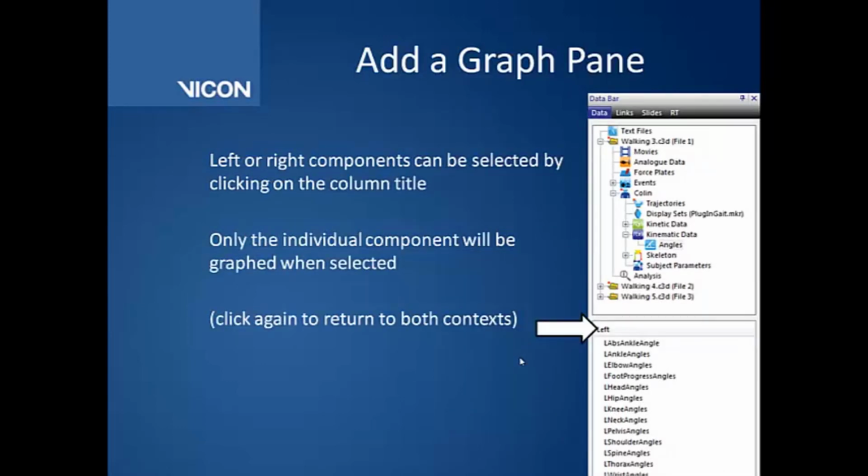Left or right components can be selected. If you only want to view one or the other, you can select the column title, and that will display either left or right. It's important to note that if you just have left or right as the column header, that's the only component that will be graphed. So even though there might be right knee angle data in this trial, if it's set up how it is on the right-hand side, it's only going to graph the left for you. If you would like to return to both contexts, you can just click again, and it'll go right back for you.